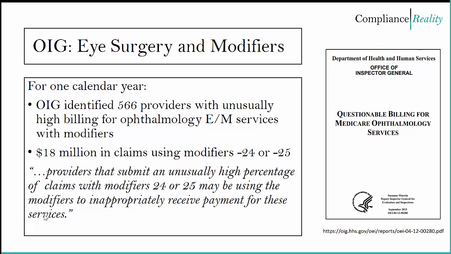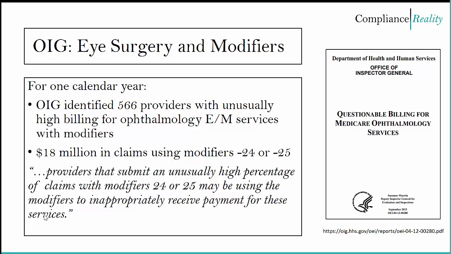Now, this next slide shows one finding of a larger scope report. The report that was done was on questionable billing for Medicare ophthalmology services. So this was an investigative report that the OIG did on ophthalmology services overall, and it focused on all kinds of questionable billing in that specialty. One of their findings dealt with modifiers.